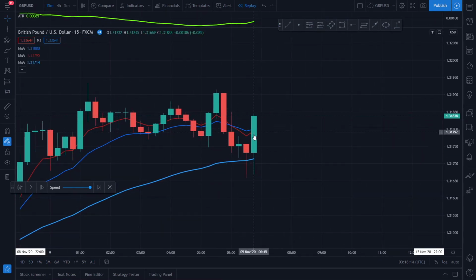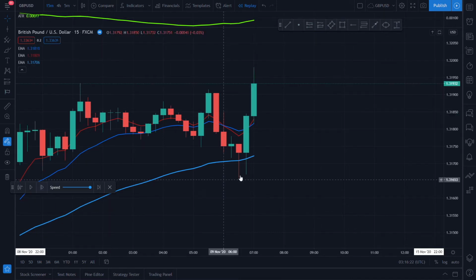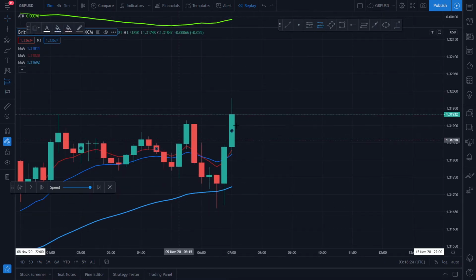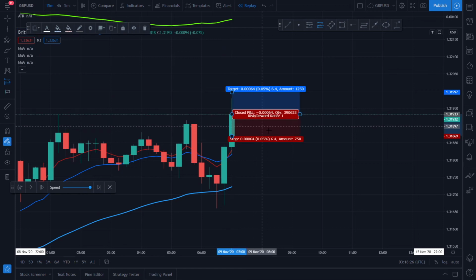Okay. Can't really even see that. Okay, yeah, now I can see it now. I just got to click on it. Okay, so the EMAs didn't even cross there. Okay, so that's where they crossed, right there. So we would have gotten into this trade.